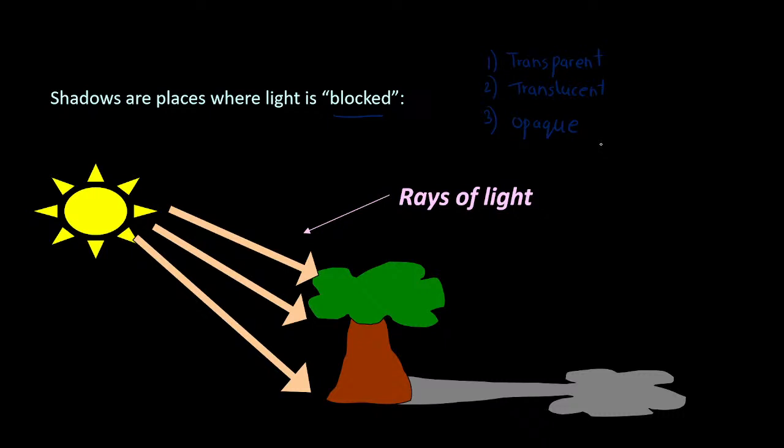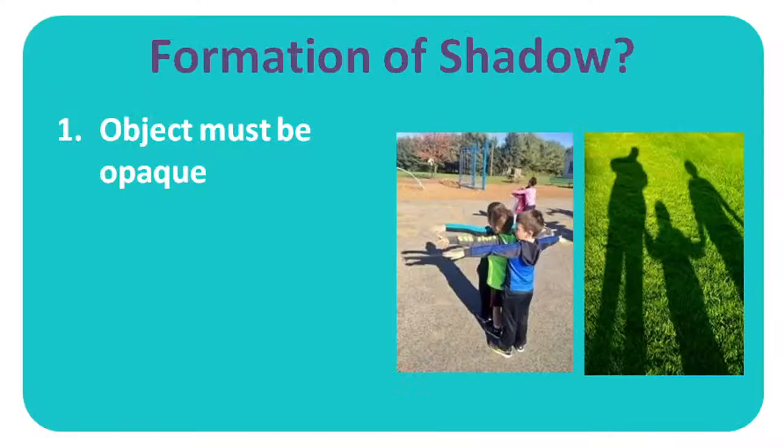Yes. Which type of objects do you need to form a shadow? We know that a shadow is formed on an opaque object. When the opaque object blocks the light ray, that time the shadow will be formed. So the formation of shadow. What are the essential conditions to form a shadow? You may get this question in the exam.